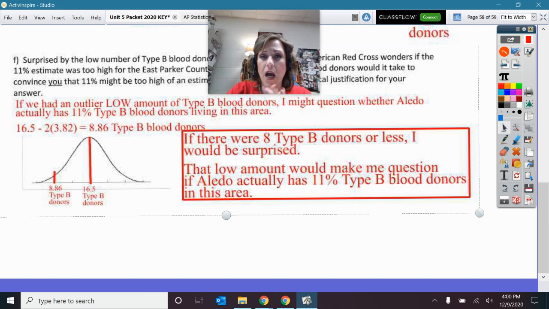Okay. All right. I think that was all of that assignment. Some really good thoughts on that. I hope you understand that last topic about the unusual amounts that make us call into question the rate that has been previously claimed.